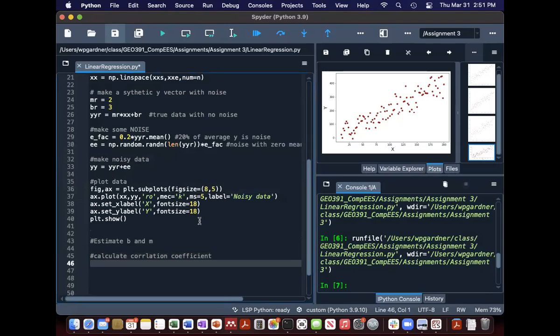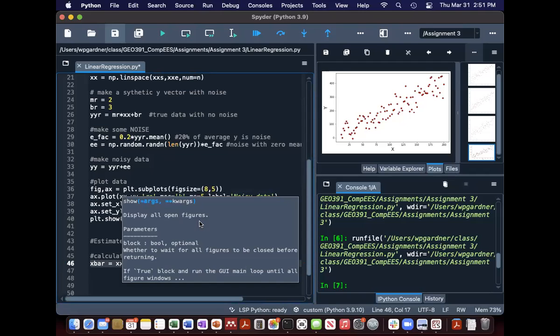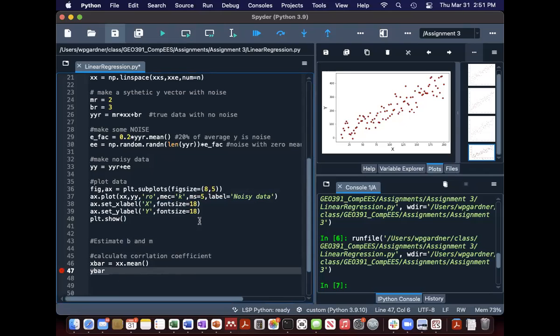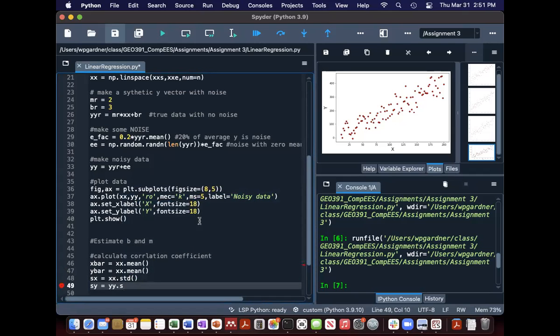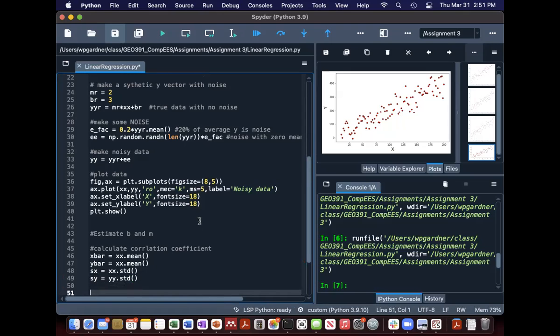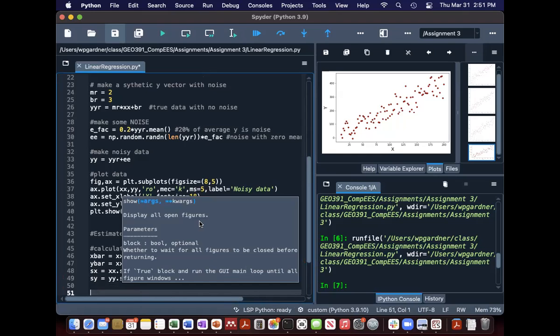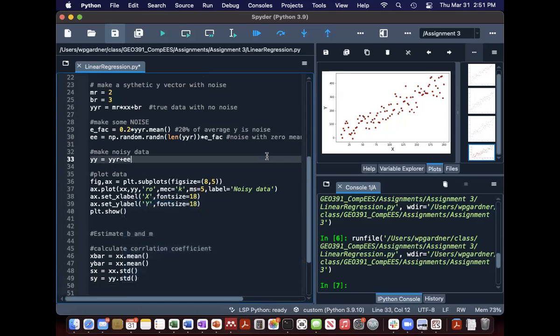All right. Let's just calculate some useful things that we're going to use a lot. We're going to use the average of X a lot, so X bar, XX dot mean. We'll use the average of Y. We're going to use the standard deviation of X and Y. These are just things we're going to use a lot, and I don't want to type out XX dot mean and YY dot mean every time. You could, there's not that much more typing, but.